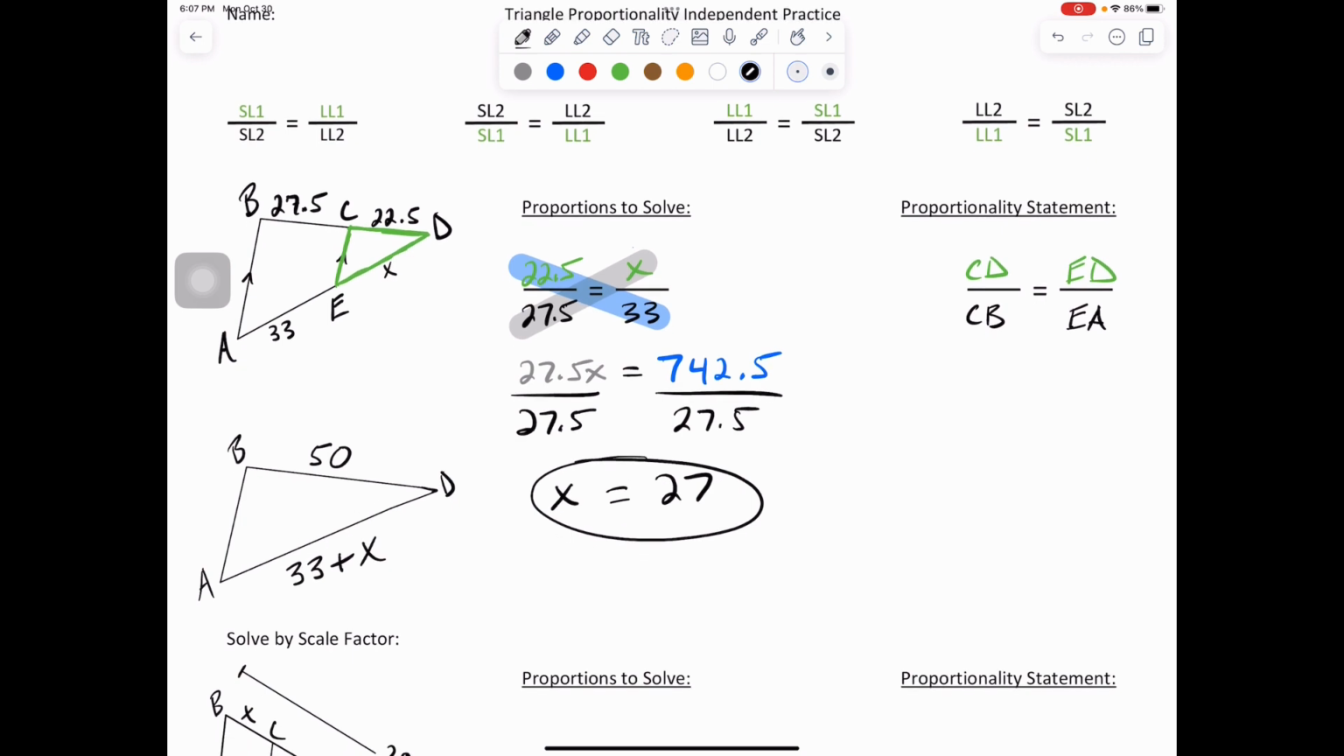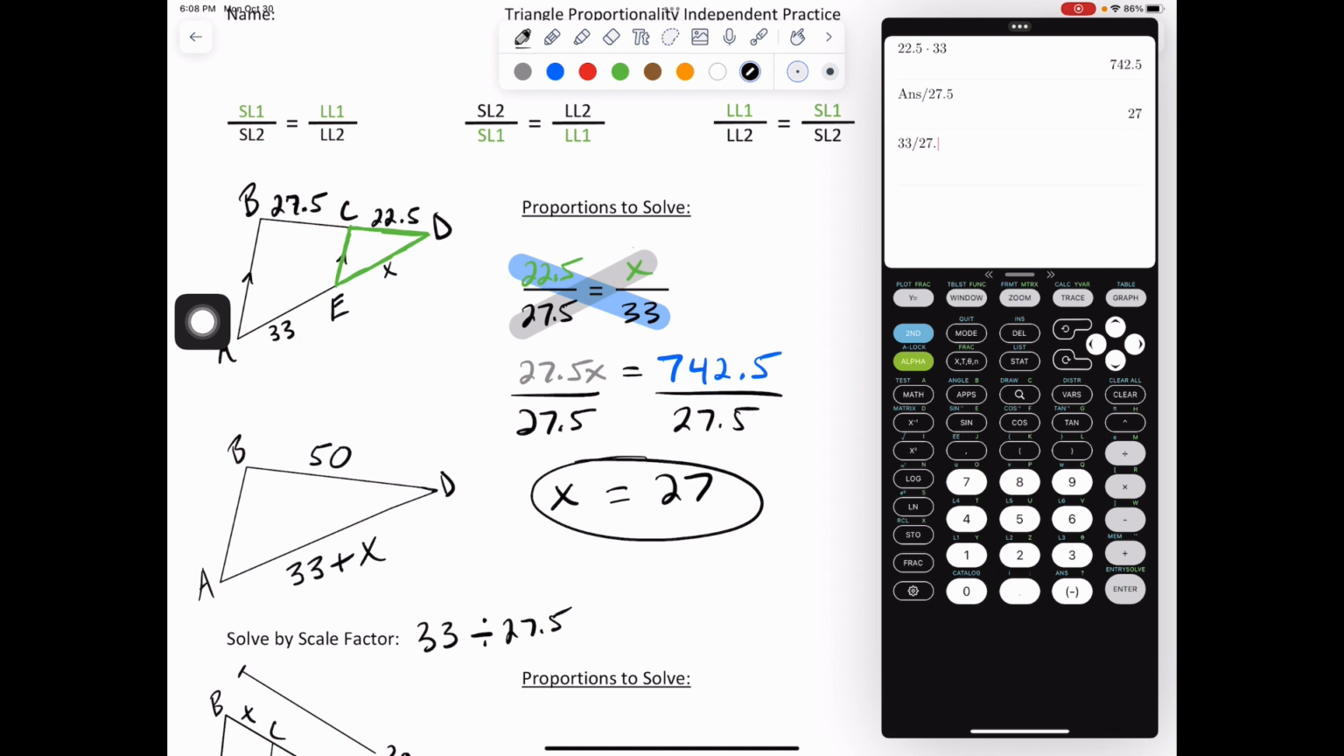And how would we do that? Well, essentially, if we know that we're solving for ED, and ED corresponds with EA, I'm just going to put EA of 33, and I will divide it by CB of 27.5, because take a look. If we know that 27.5 is less than 33, well, 22.5 here, so this number has to be greater. So what we're going to do is 33 divided by 27.5. Put that into my calculator here. Just going to hit enter. We get 1.2.